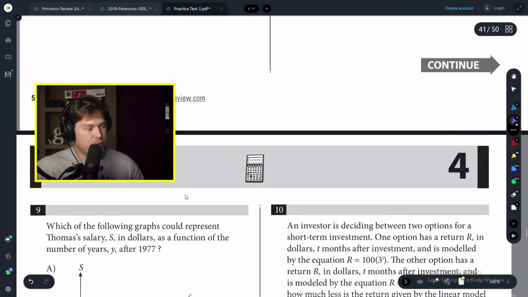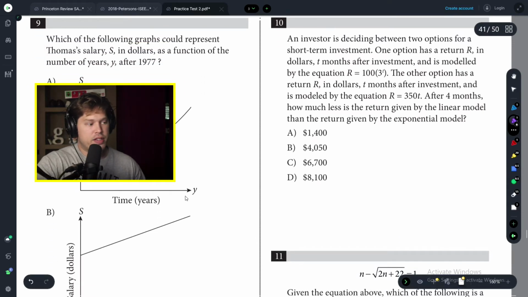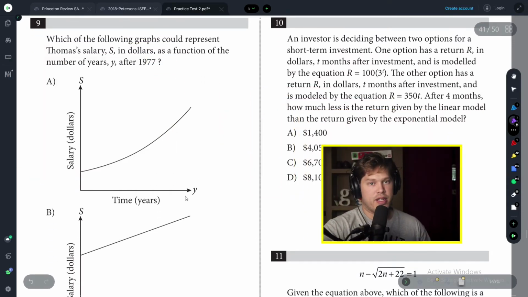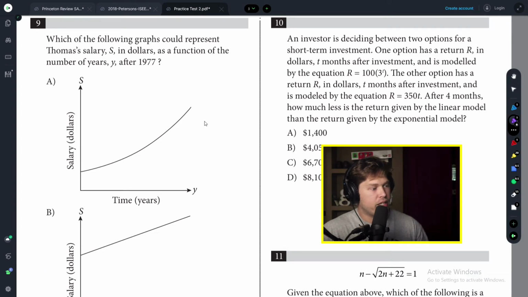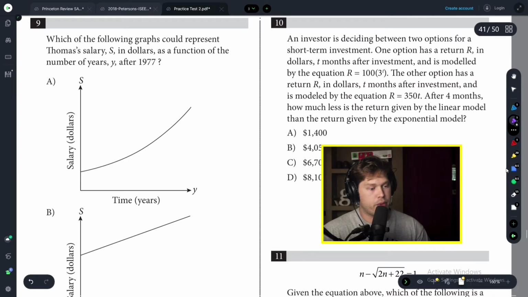Moving forward, number 9. So let me move myself back over. Okay, number 9. Which of the following graphs could represent Thomas's salary in dollars as a function of the number of years that he worked? So we're looking to represent Thomas's salary as a function. So remember Thomas's salary. What was the function we used? It was $40,000 plus $2,300 times the number of years he worked equaled the total.